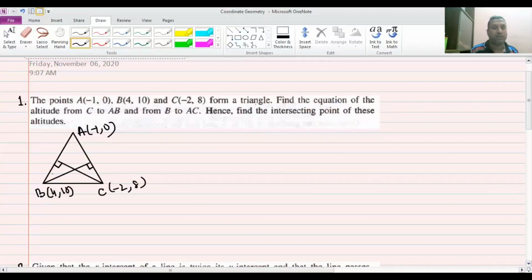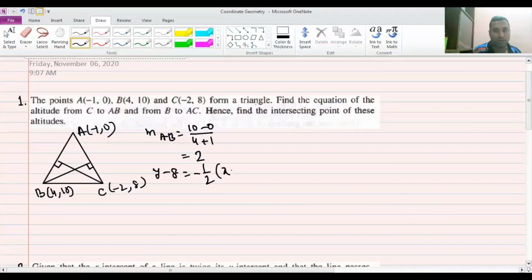For this reason, you must find the gradient of AB. Gradient of AB is (10 - 0) over (4 + 1), that is 10 over 5, so it is 2. Since it is perpendicular, the perpendicular gradient will be -1/2. Since it's passing through C, it will be y - 8 = -1/2 (x + 2).